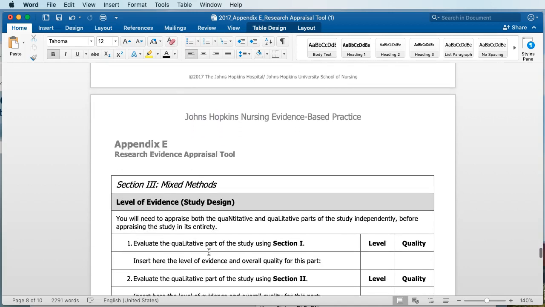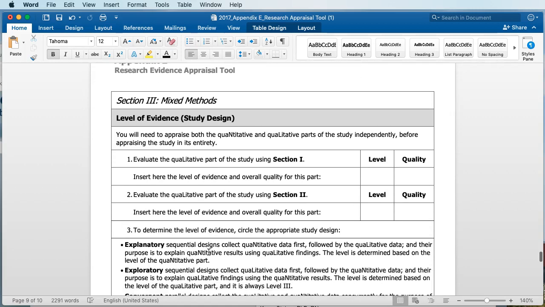And then finally, if you have a mixed methods study, and I think this is a typo. This should say quantity. This should be an N right here. The reason it should be an N is because you need to look at both the quantitative and qualitative parts of the study. I'm not going to review those prior 8 pages again. What I'm going to say to you is you would examine the quantitative component to evaluate whether all of those elements are there.